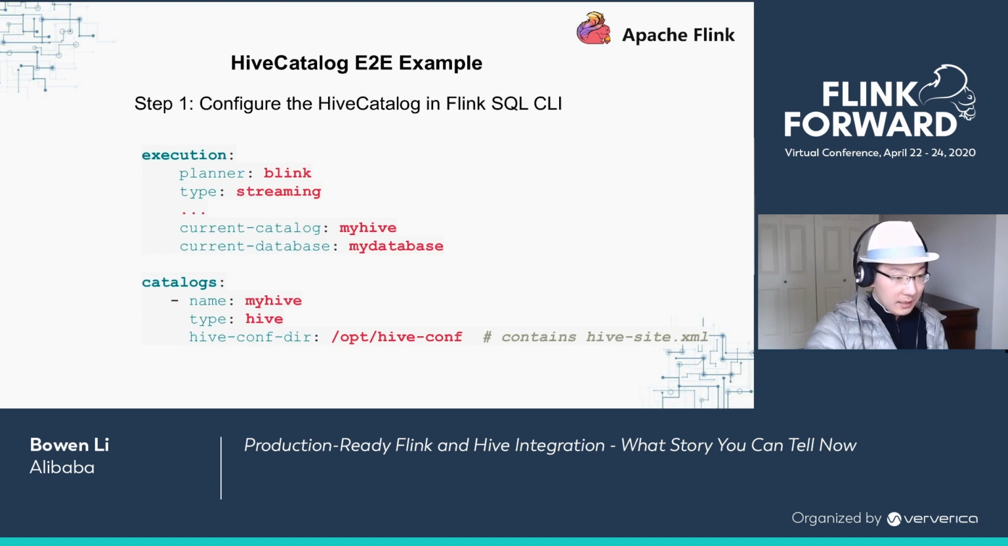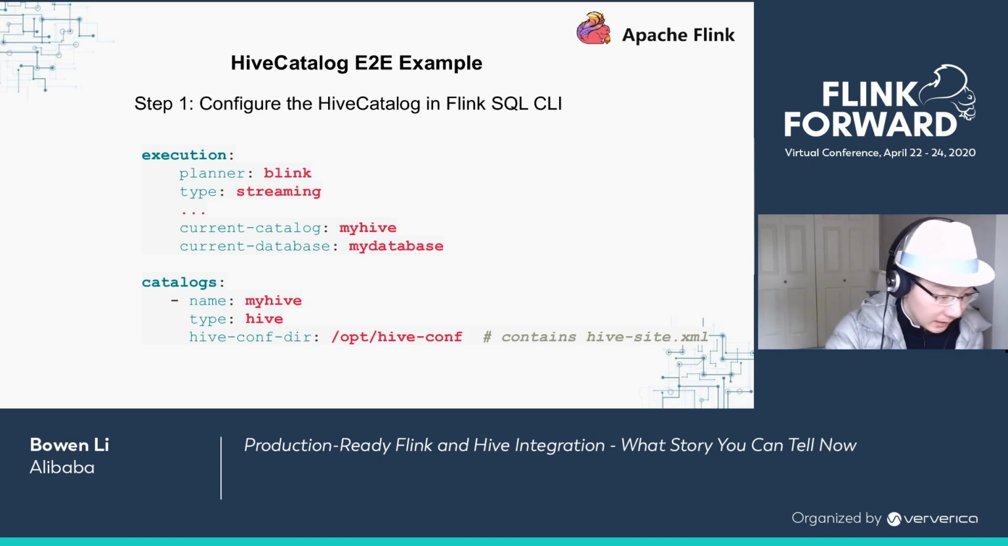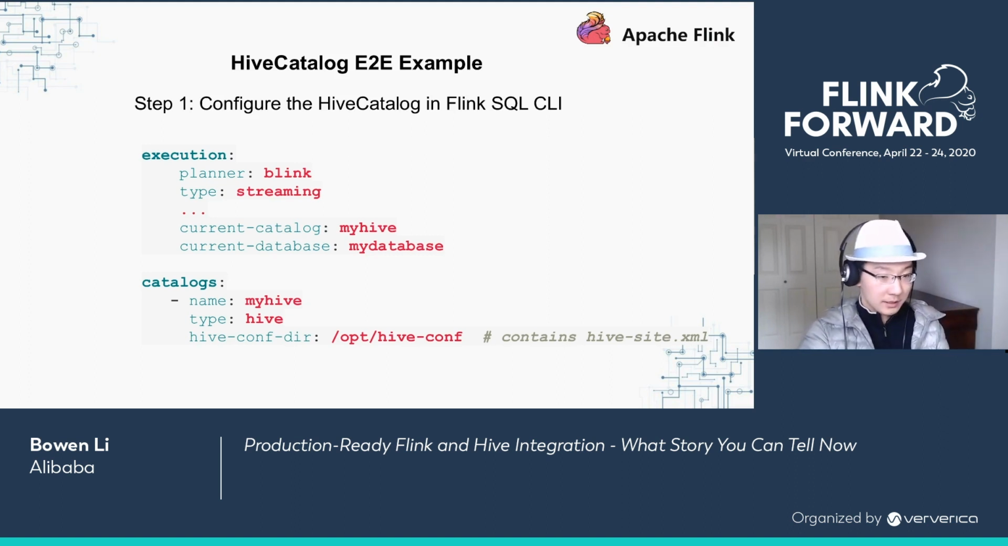We will do this in the Flink SQL client. First, we will configure the Hive catalog in the CLI's YAML file. You can see here at the execution phase, I set it to be blink planner in streaming mode, and I'm gonna use my Hive catalog as the current catalog. Then in the catalog section, we create a Hive catalog based on all these configurations.